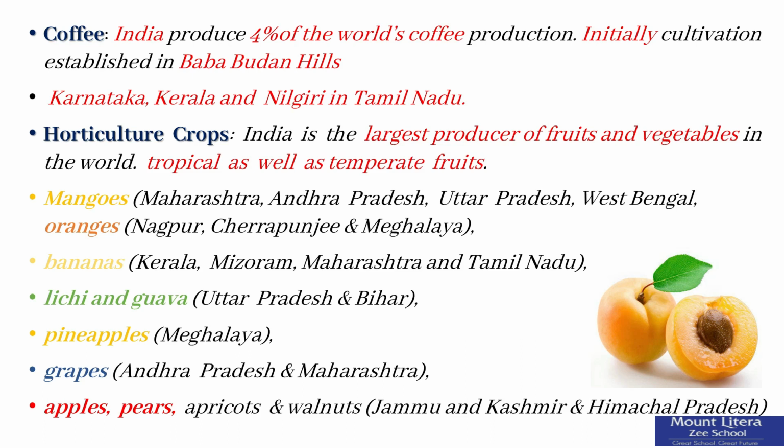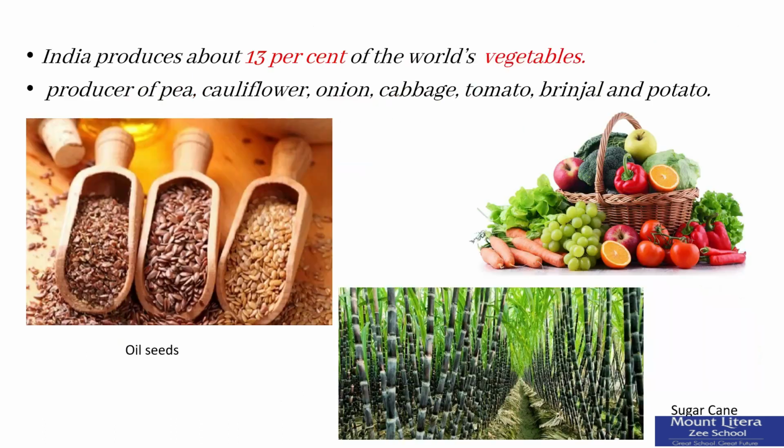Horticulture crops. India is the largest producer of fruits and vegetables in the world, tropical as well as temperate fruits. Popular fruits cultivated in parts of our country are given below. You can see apricot in the picture. India produces about 13% of the world's vegetables, including pea, cauliflower, onion, cabbage, tomato, brinjal and potato.